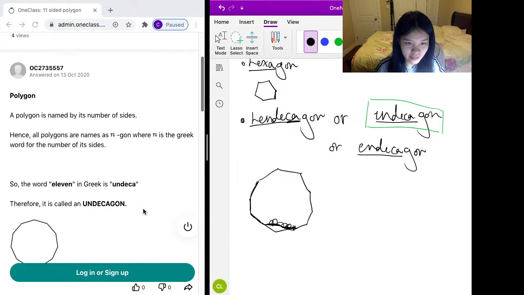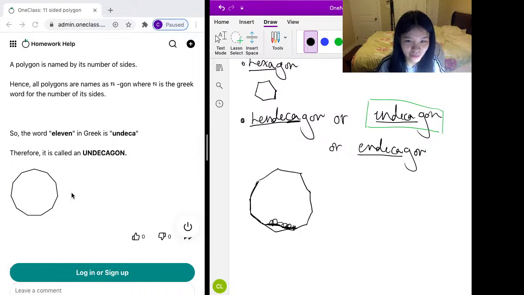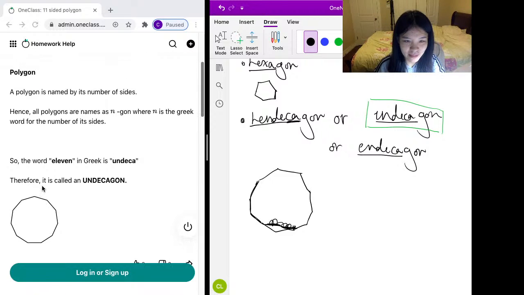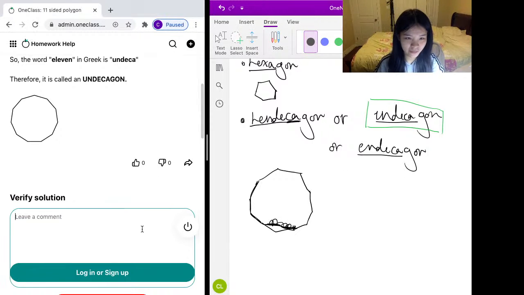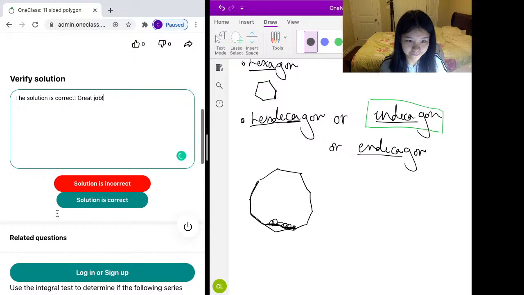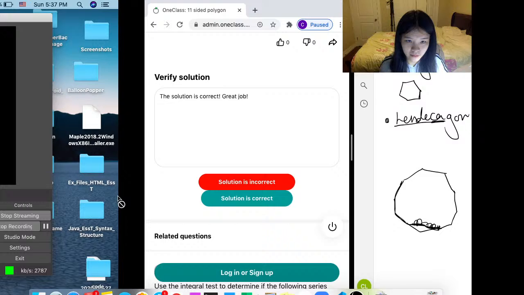Let's see the sample solution here. This is a more regular 11-sided polygon than ours, but that's basically an 11-sided polygon. They use the name endecagon here as well, so it's the more common name, but it can also be called a hendecagon. So the solution is correct. Great job. Perfect.